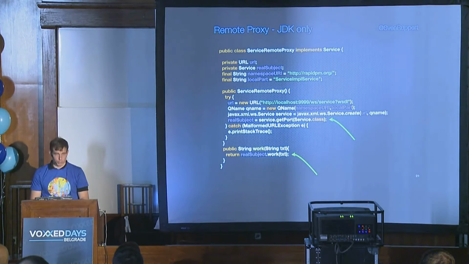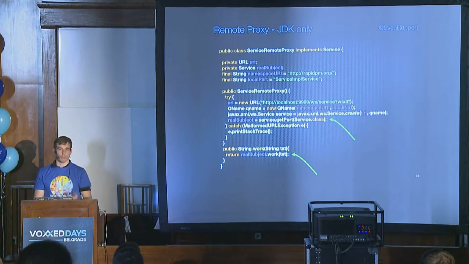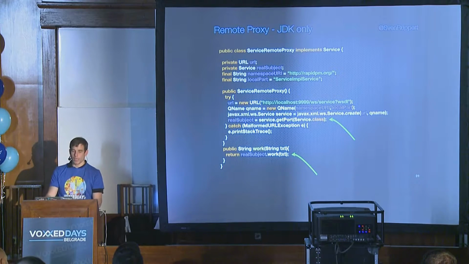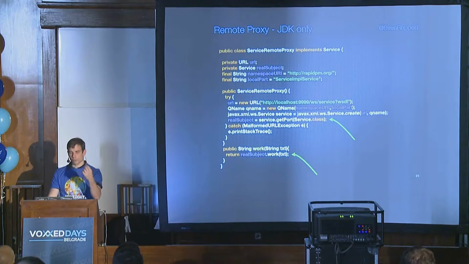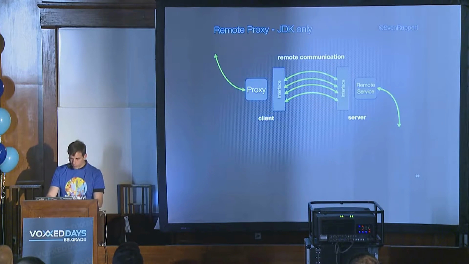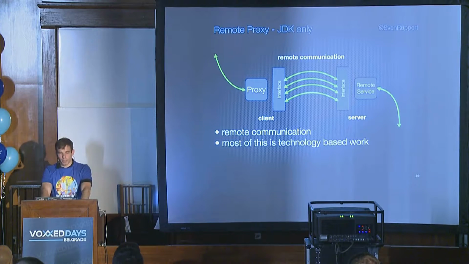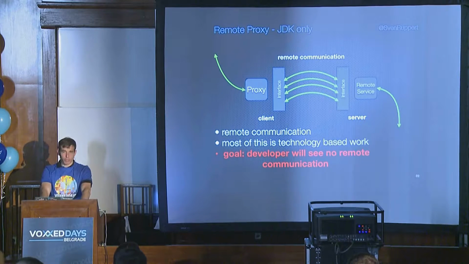If you're writing remote proxies, you have to decide what kind of communication technology you want to use, but the main thing is you have two processors and they're communicating. From this point, you only have to say, okay, new service remote proxy, and then deal with it like a local instance. Okay, so we have remote communication with remote proxies. It's mostly a lot of technical work, and the main goal is that the developer will not see this technology stuff. That's all. Okay, remote proxy, it's done.